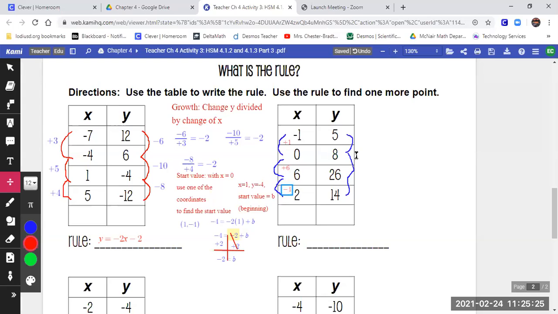Now we got to do the other one for the Y's. I went from 5 to 8. What happened? Added 3. From 8 to 26, what happened? Added 18. And then from 26 to 14, what happened?